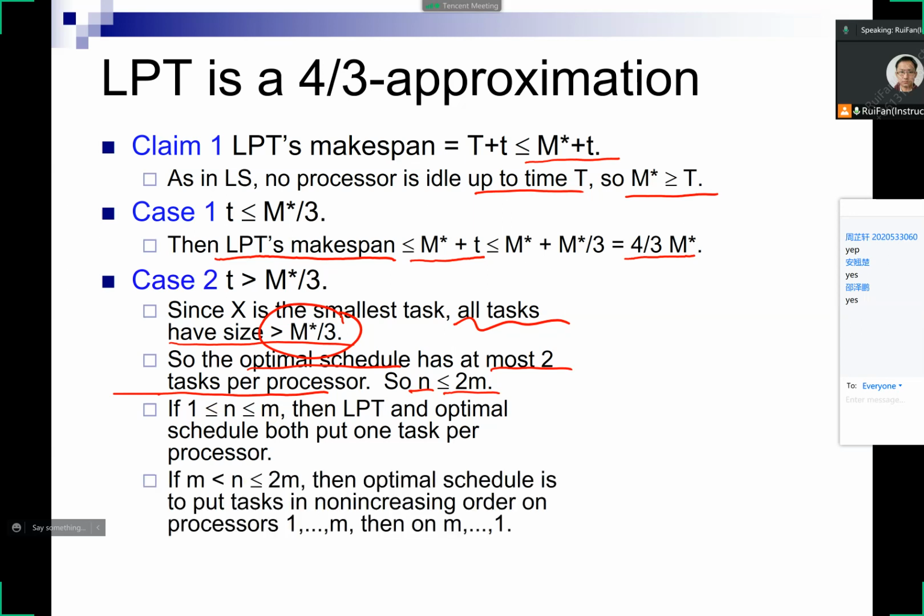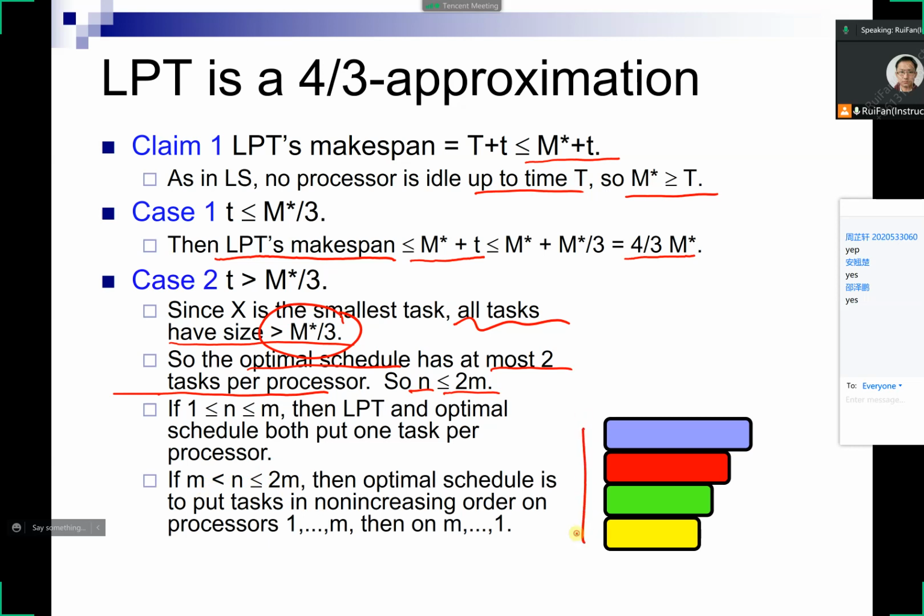The other case is where the number of jobs is between m and 2m. In that case, the optimal schedule is going to look like this. Take all of the jobs, sort them in decreasing order, and allocate them to the processors one by one like this. Then next, you take the remaining jobs, again sort them in decreasing order, but allocate them to the processors in the reverse order as before.